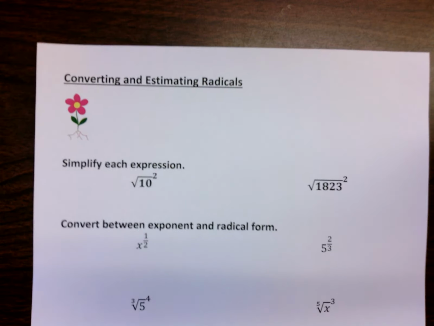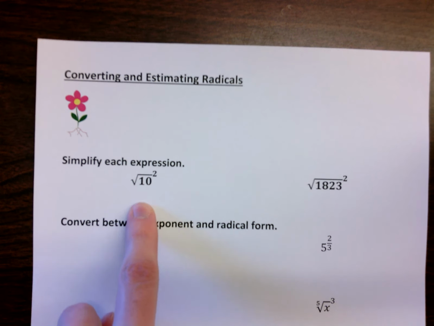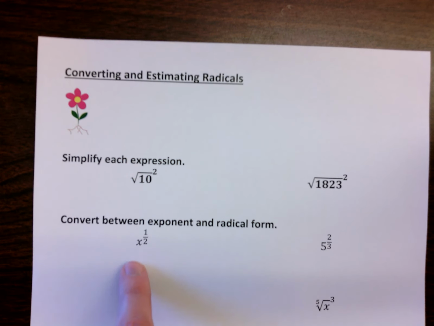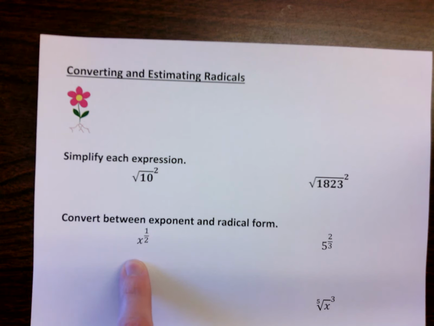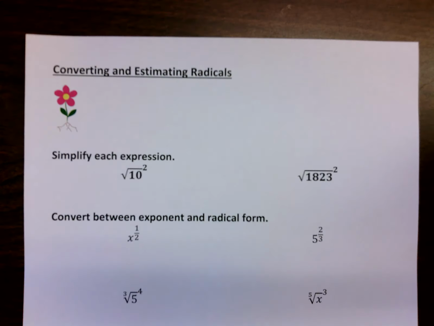So the first thing we're going to look at is converting radicals and estimating what they are as a decimal, okay? So converting radicals, what I mean by that is that you can write square roots in two different ways. You can write square roots kind of like this with a square root symbol, or you can write them like this with a special kind of exponent, a fraction exponent. Okay, so that's the piece that we're going to look at first.